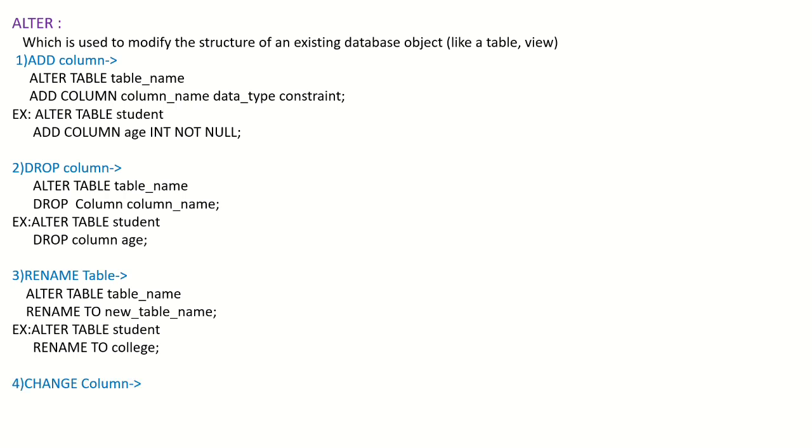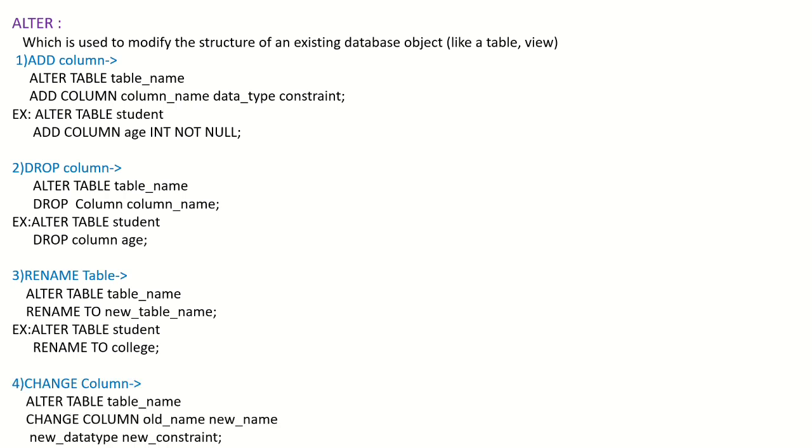Next one, CHANGE COLUMN: ALTER TABLE table_name CHANGE COLUMN old_name new_name new_data_type new_constraint. For example, ALTER TABLE student CHANGE age student_age INT, which means age is the old column, student_age is the new column. Next, MODIFY COLUMN, which means modify the column.